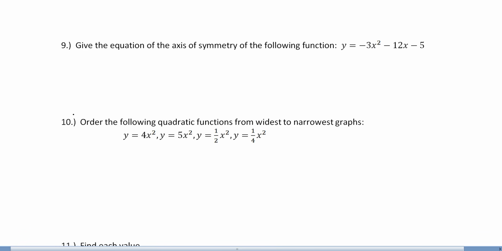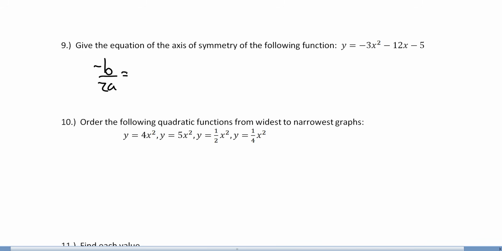The next one says give the equation of the axis of symmetry. We all know that the axis of symmetry is always x equals the x value from the vertex, so really I'm going to take the same approach that I would take to find the x value for the vertex. To find the x value for the vertex, I do the opposite of b over 2a. Remember, that gives me the x value for the vertex, and then I would plug it back in to get the y value for the vertex.